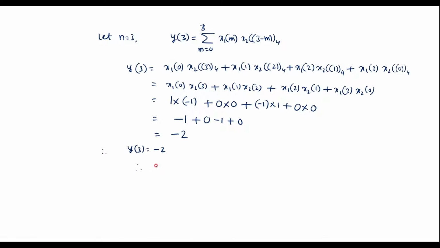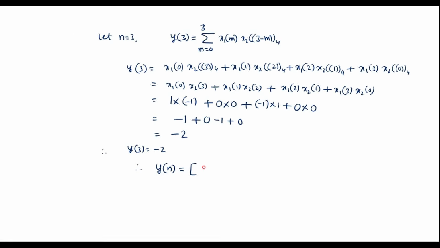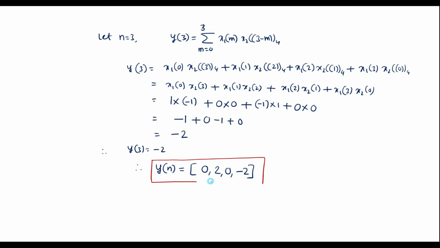So therefore now let me write the y of n sequence. That is y of n is equal to 0, 2, 0, minus 2. So this is the convolution between the given sequences x1 of n and x2 of n. Now, in the time domain only, we can solve the same problem using an alternate method.